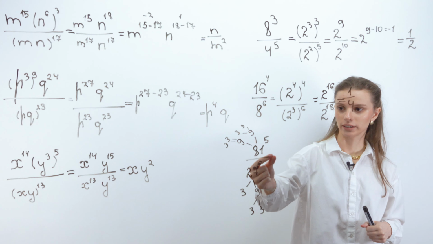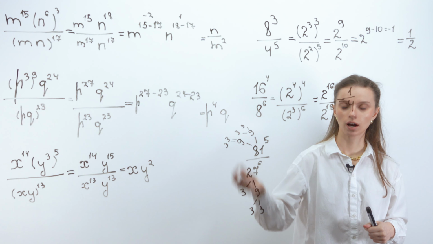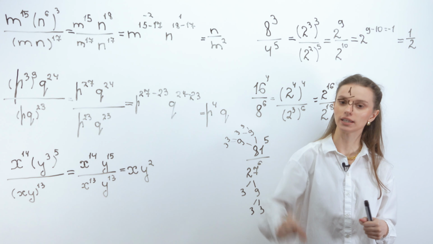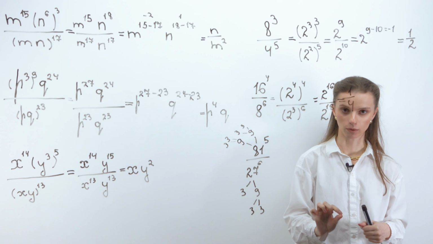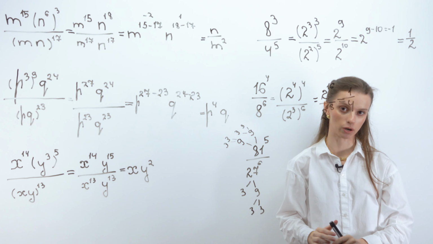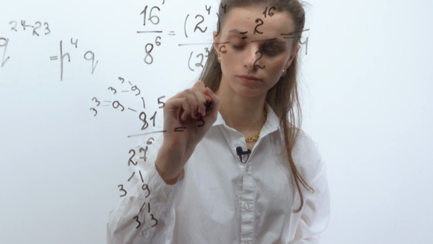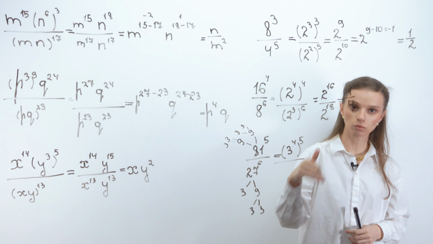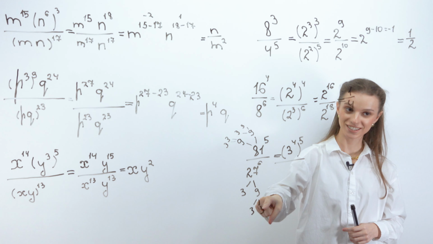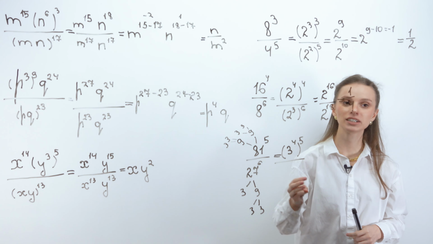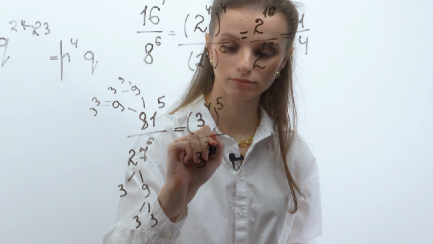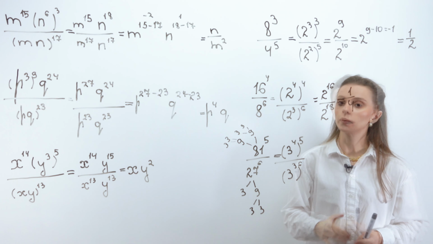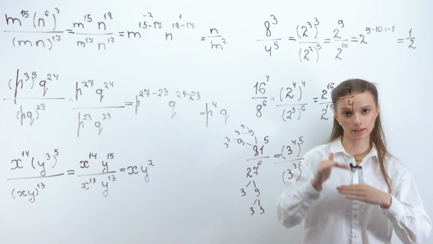So 81 is 3 to what power? How many 3's do I have? I have 1, 2, 3, 4. So 81 is 3 to the 4th power, and raise all of that to the 5th power. And 27 is 3 to what power? We have 3 3's multiplied by itself, so it's 3 cubed. Okay, now they have the same base, and because they have the same base, we can distribute and then subtract.